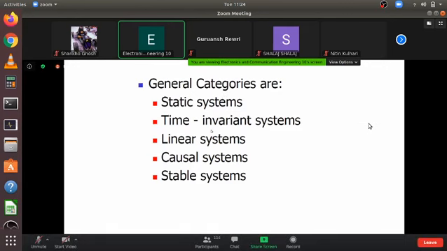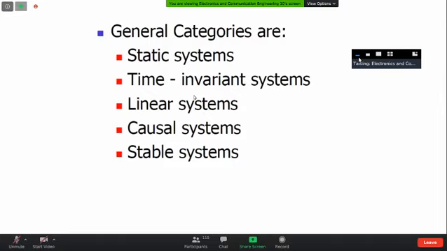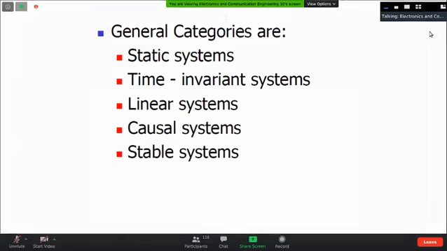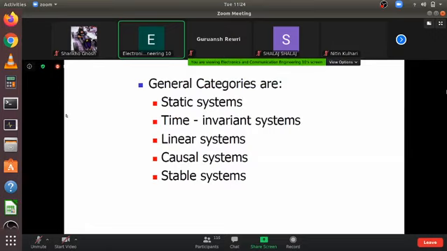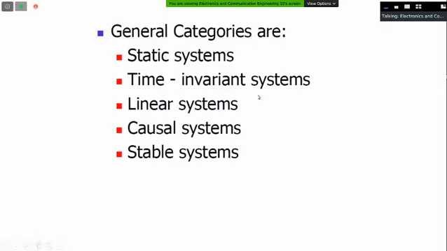Signal categories. I think you have studied all these systems in your signals and systems course also, but we will quickly review because I am covering the first chapter, which is just the review of signals and systems. So as I said, I will take 5-6 lectures on that. General categories by which the systems can be differentiated are static systems, time invariant and variant systems, linear systems, causal systems, and stable systems. Now let us look at these systems one by one.